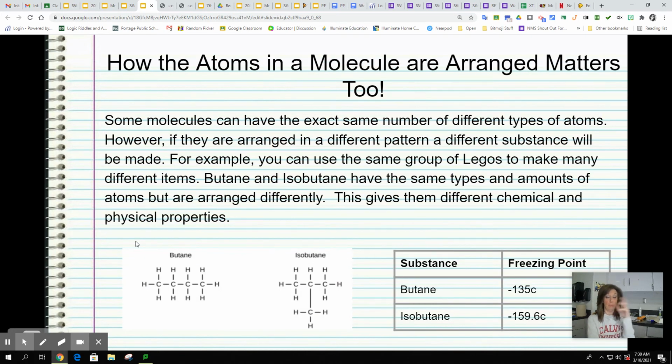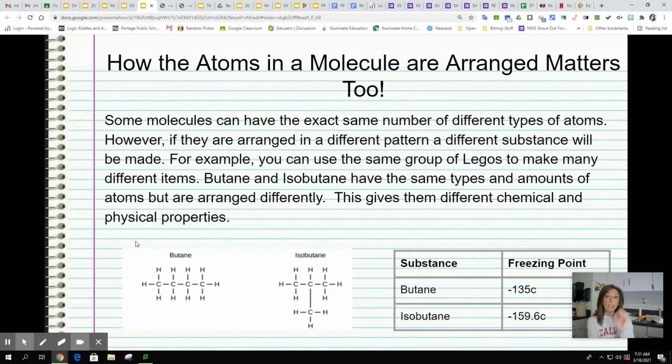So here's what that kind of looks like when they bond. All right, this is another example of different molecules. Some molecules can have the exact same number of different types of atoms. We talked in the last slide about just removing an atom and making a completely different substance, but their arrangement matters as well. How they are arranged in the molecule can make it a completely different substance.